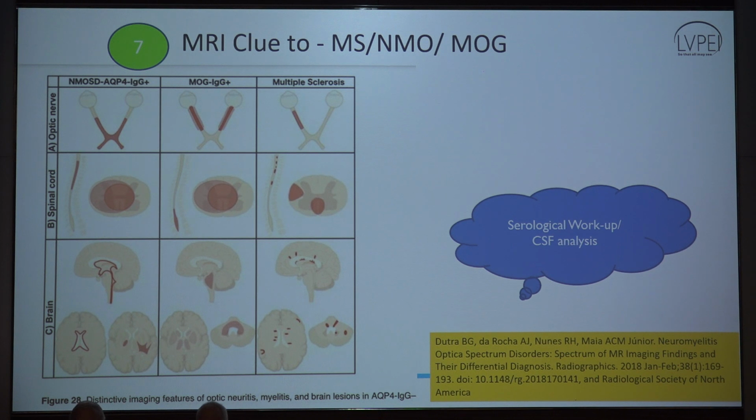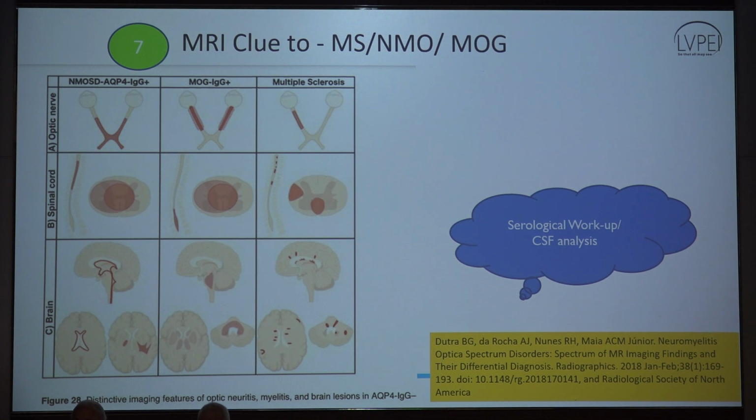The spinal cord lesions are big, involving more than 3 contiguous segments of the spinal cord, located mainly in the dorsal spine and the lumbar spine, and the brain lesions are usually in the periependymal areas. In MOG, there can be bilateral optic neuritis, but involvement of chiasm and prechiasmatic optic nerve is rare. Lesions can be long in the optic nerve.